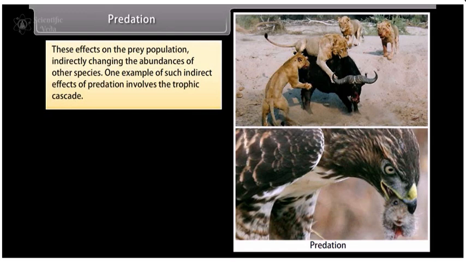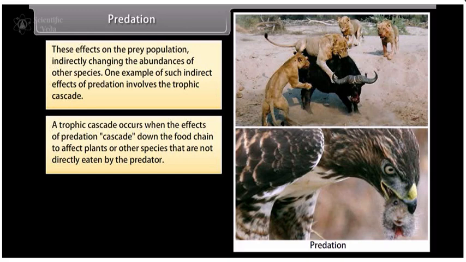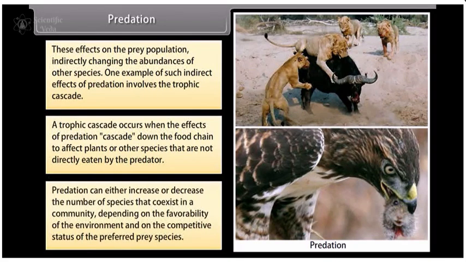These effects on the prey population indirectly change the abundances of other species. One example of such indirect effects of predation involves the trophic cascade. A trophic cascade occurs when the effects of predation cascade down the food chain to affect plants or other species that are not directly eaten by the predator. Predation can either increase or decrease the number of species that coexist in a community depending on the favorability of the environment and on the competitive status of the preferred prey species.